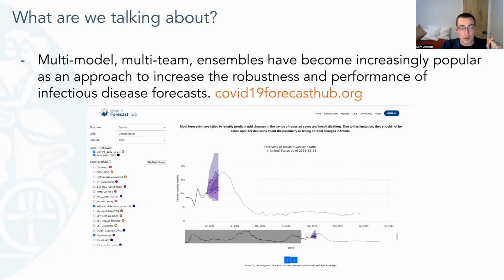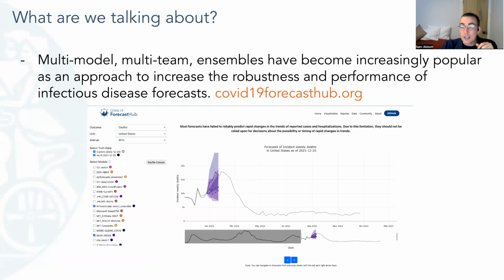So what are we talking about? Multi-model, multi-team ensembles have become increasingly popular due to their apparent robustness and because of the improved performance of their forecasts. That's the spiel for the forecasting hub, and the quintessential forecasting hub is the US COVID-19 forecast hub, which started up in early 2020.